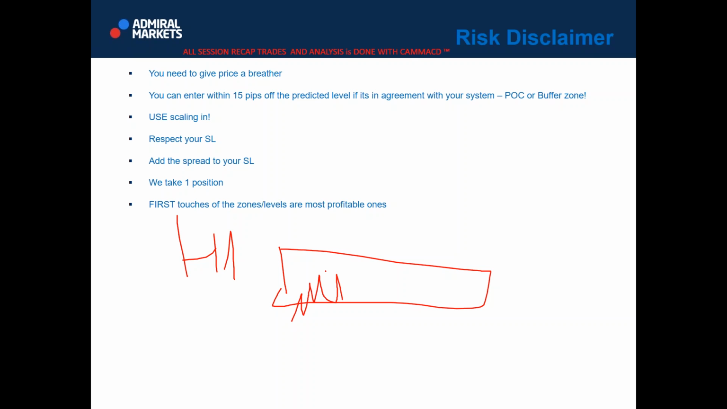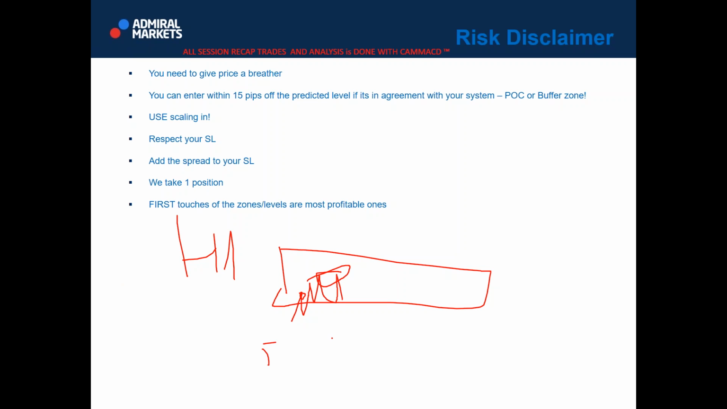So 4 hours, 1, 2, 3, 4, 4 hours passed and you still didn't know what to do. What you should do is open the trade, because price didn't bounce from this zone. Price is still within the zone. This was the first touch, guys, but price was still within the zone during the next 3 hours. It means that you can take the trade.